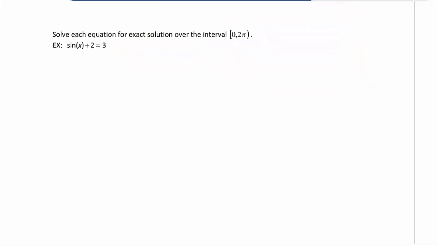We want to solve each equation for the exact solution over the interval 0 to 2 pi. Anytime the directions say exact solution, we know that we are in radians. Here we have sine of x plus 2 equals 3. Since there's only one trig function present, we want to start by isolating that trig function. So we'll subtract 2 from both sides, and we get sine of x is equal to 1.